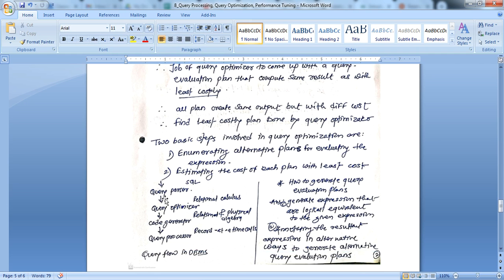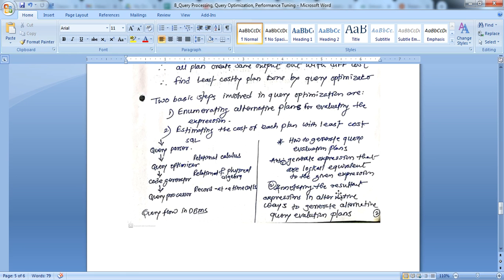Now the query flow in a database management system: query parser, query optimizer, code generator, and query processing, and it gives output. Now, how to generate the query evaluation plan? Generating expressions that are logically equivalent to the given expression means we create multiple evaluation plans which generate the same result, and then we evaluate which one is a good one.